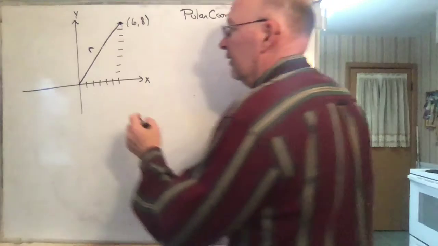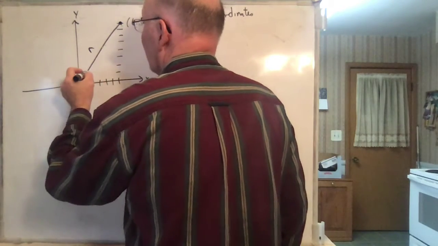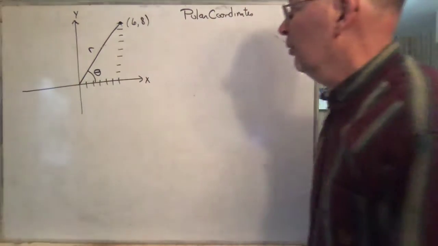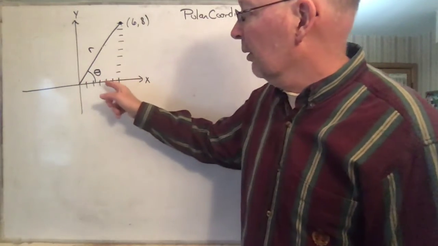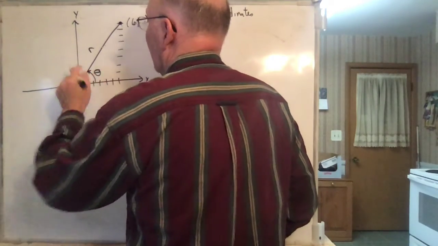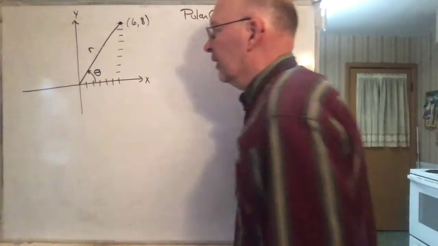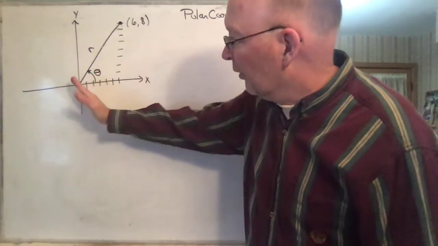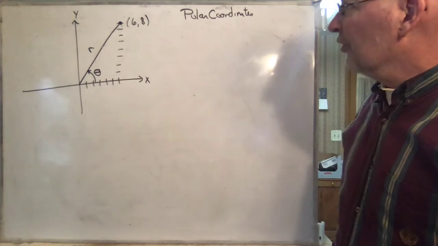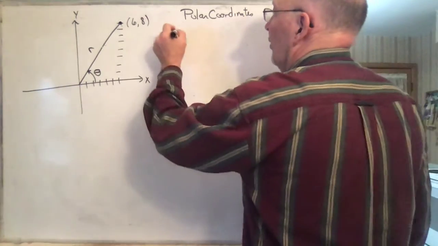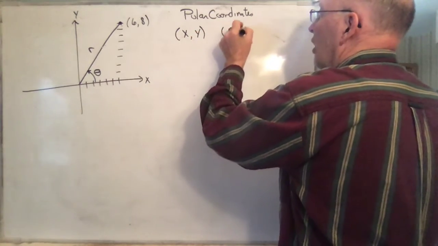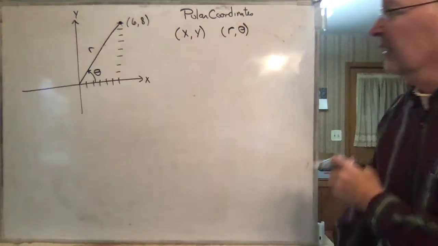And then the other thing that you need in order to be able to arrive at that particular point is the angle theta. Theta is always taken as an angle from the positive x-axis. If you go in the counterclockwise direction, it's considered positive. If you go in the clockwise direction, it's considered negative. So there's another way to express it. You can express it as r and theta.